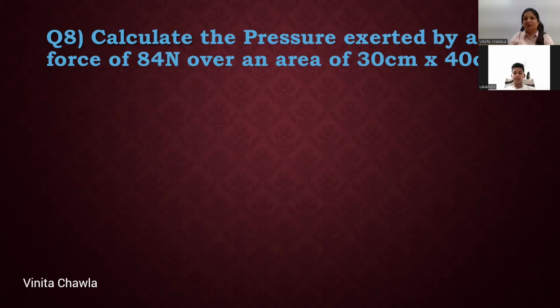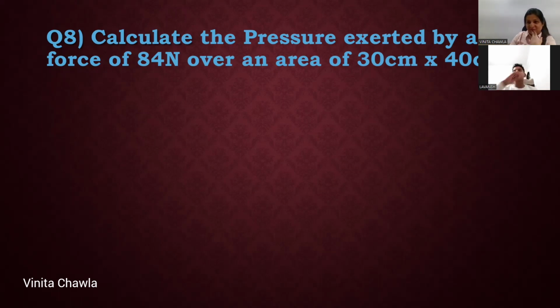Next question. Similar question we are getting here. Calculate the pressure exerted by the force of 84 Newton over an area of 1200 centimeter square. Yes, 1200. Don't forget to say square. Centimeter square. Area.